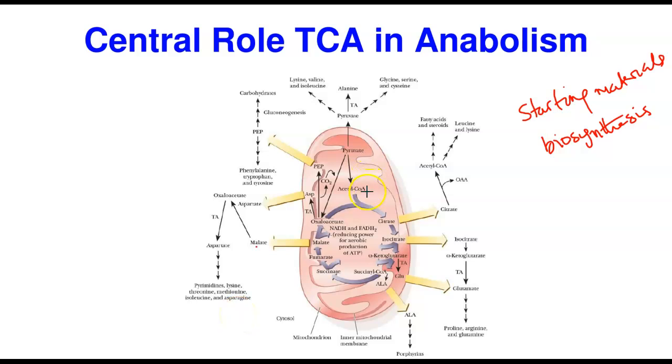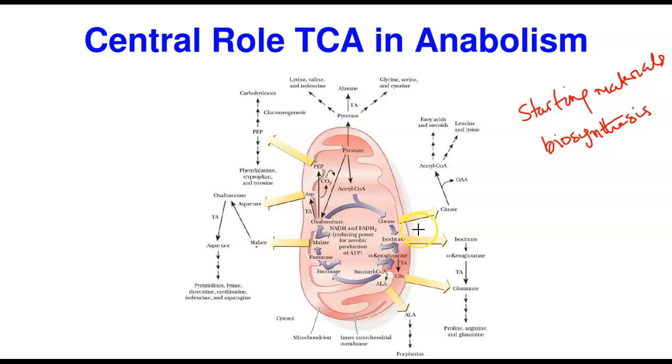Okay, that is one part. Let's look at what is happening here. Remember, pyruvate can form acetyl-CoA. Pyruvate can also leave and be used to form different amino acids like lysine, valine, and isoleucine. The transamination of pyruvate forms alanine directly. Alanine can go through other reactions to form glycine, serine, and cysteine, which are all amino acids that build up proteins.